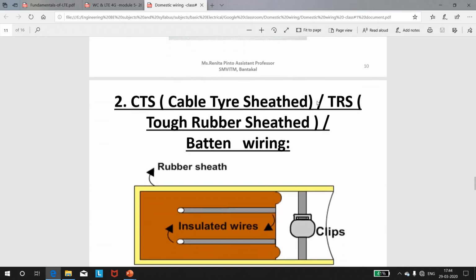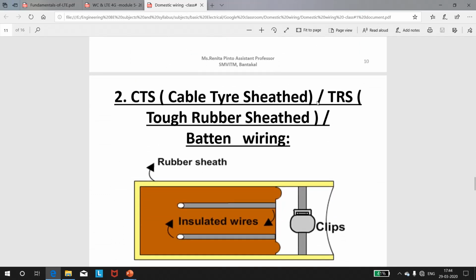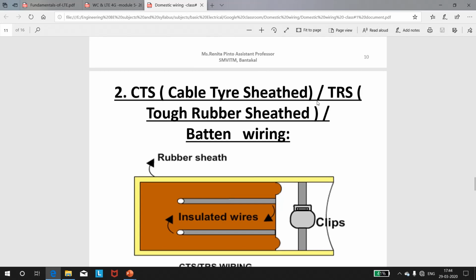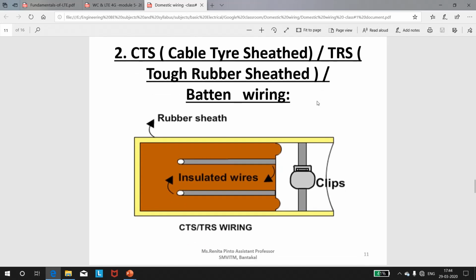The next type of wiring is the CTS or cable tyre sheet, TRS or tough rubber sheet, or the batten wiring. In this type of wiring system, wires sheathed in tough rubber are used, which are quite flexible. You can see here the wires sheathed in this rubber. They are clipped on wooden battens with brass clips and fixed onto the walls or ceilings by flat head screws. These cables are moisture proof. They are suitable for damp climatic conditions.